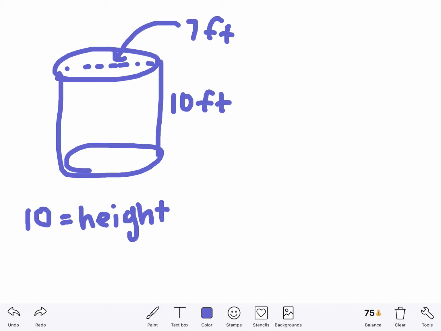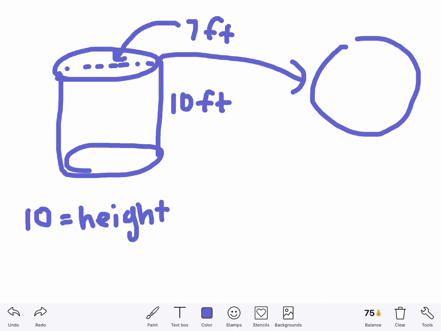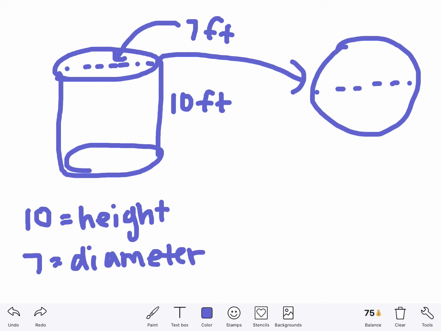7 is all the way across the base. So I'm gonna go ahead and draw out my base to the side here. 7 is all the way across. Therefore, the 7 represents the diameter. And we've been doing enough problems where we know we don't need diameter, we need radius. So half of 7 is 3.5, and there's our radius.